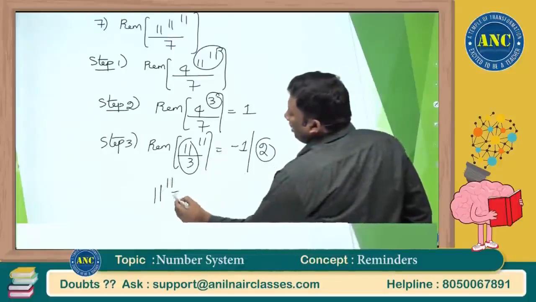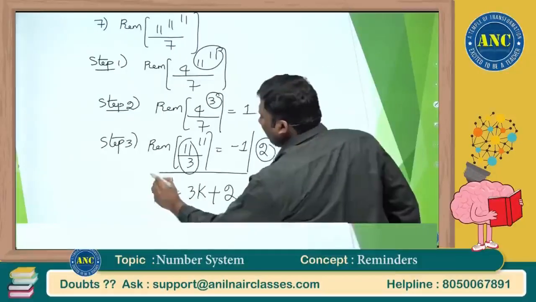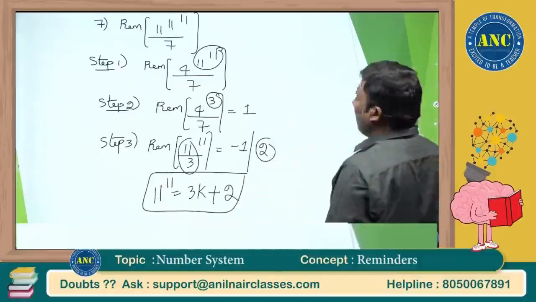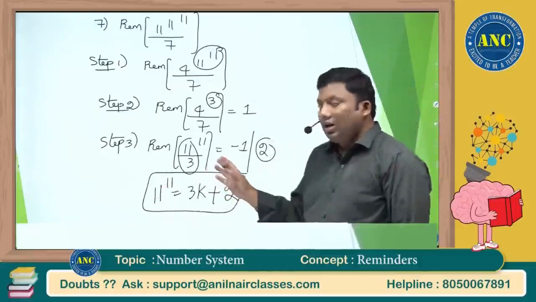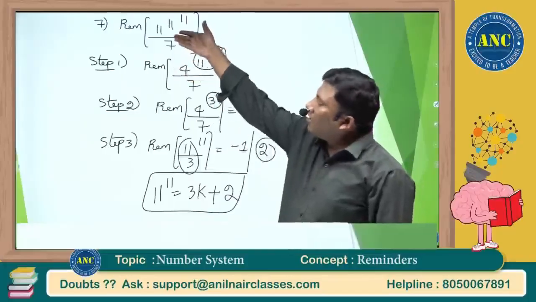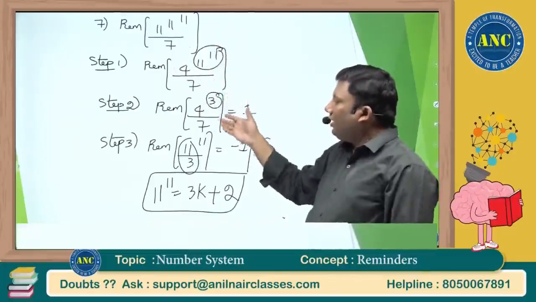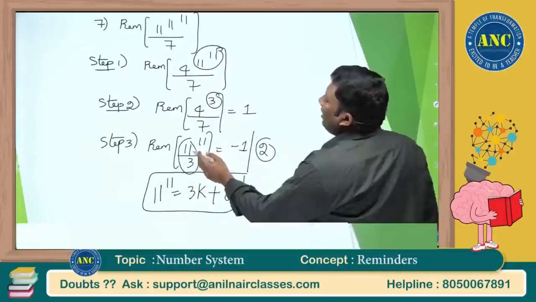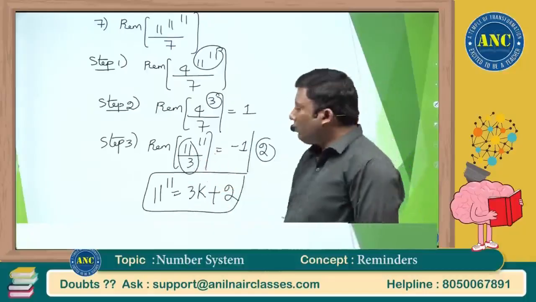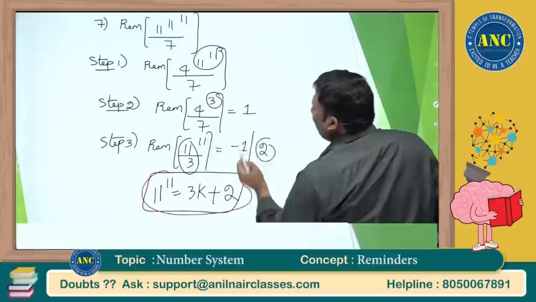Dividend is equivalent to divisor into quotient plus remainder. I hope step number 3 is clear. Already it is the third problem where we are doing it step by step. 7 ones are 7. 4 power 11 power 11. 4 power 3 divided by 7 it is 1. 11 divided by 3, 3 fours are 12. Negative remainder minus 1. Minus 1 power odd is minus 1. Positive remainder 2. What is the form of 11 power 11?